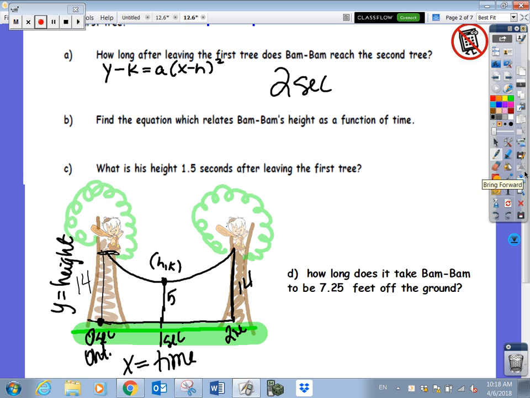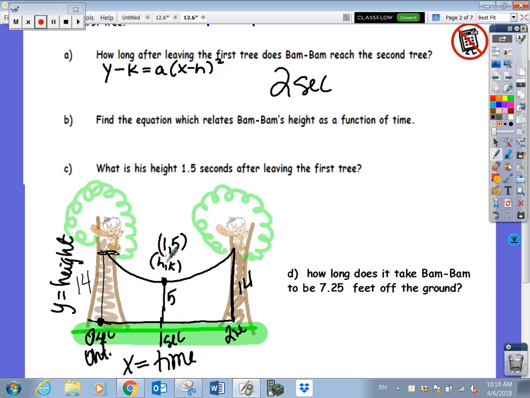So we know our HK right here is 1, 5. So that takes care of the H and the K. But in order for me to find that A value, I also need a point on the parabola. I have 2 other points on the parabola.